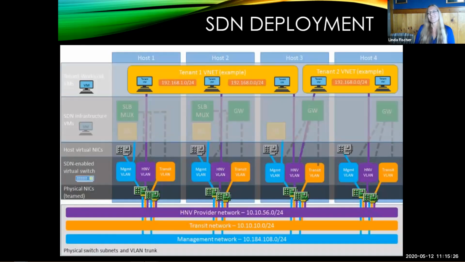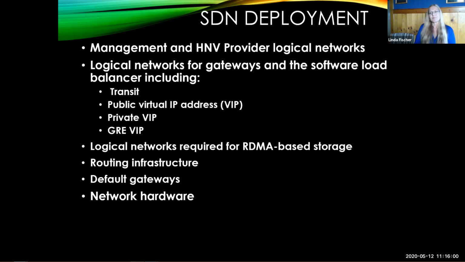So doesn't this look great? After you've verified that your infrastructure meets the requirements, then you can start planning your deployment. This picture shows us how we've got two different tenants, tenant 1 and tenant 2, and how they are utilizing one physical server that is a host provider for both of the tenants. And we've got our management network interface, and we've got our physical switch subnets and our VLAN trunk. So let's dive into that.